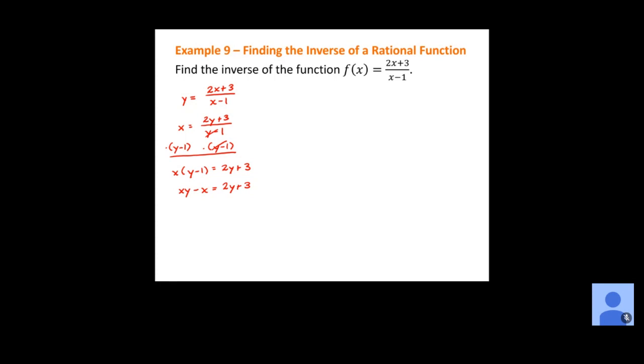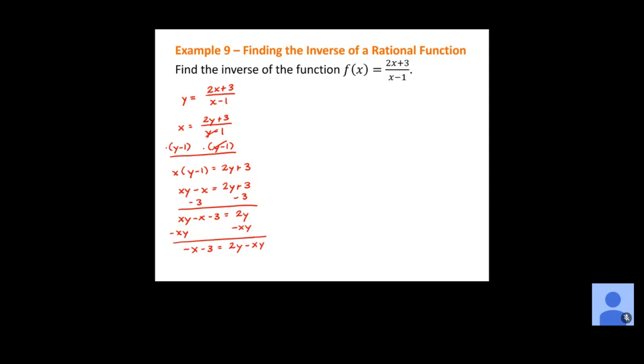Okay, so you want to move the 3 and the x plus y. All right, so we'll subtract 3 from both sides then. That'll give us xy minus x minus 3 equals 2y. And then we'll move the xy to the other side, which means we have to subtract it. So that'll give us negative x minus 3 equals 2y minus xy. Okay? All right, so now we've got all the y terms on one side, we've got everything else on the other side. If we're trying to get y by itself, what do you think we're going to have to do next?